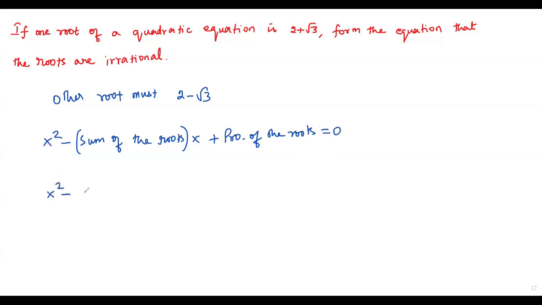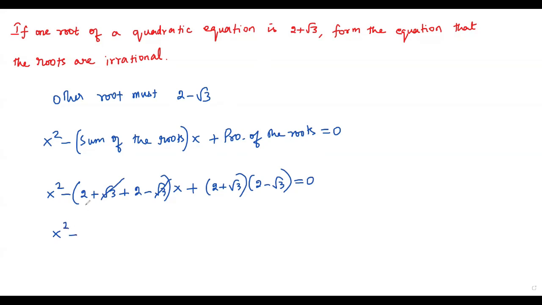Already we know the two roots of the given quadratic equation. The first root, given in the question itself, is 2 + √3, and the other root is 2 - √3. I just added the two roots, times x. Now we have to get the product of the roots. Product means I have to multiply the roots, that is (2 + √3)(2 - √3) = 0. Here +√3 and -√3 will cancel out. Then x² - when I add this 2 and 2, I am getting 4x.